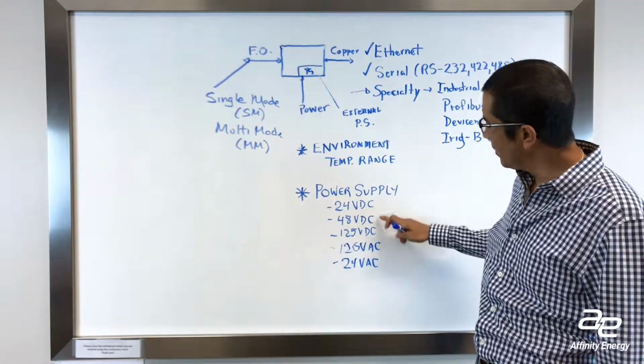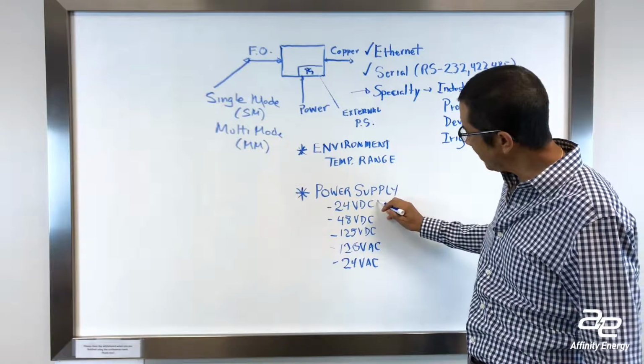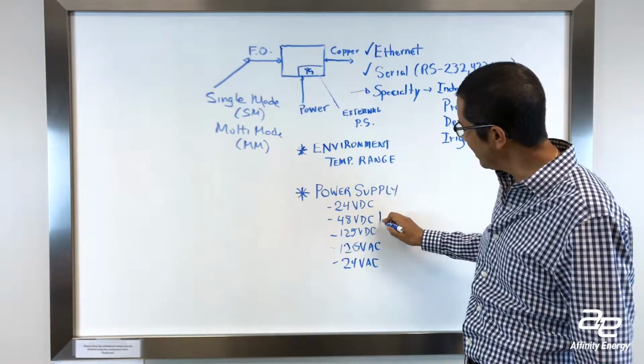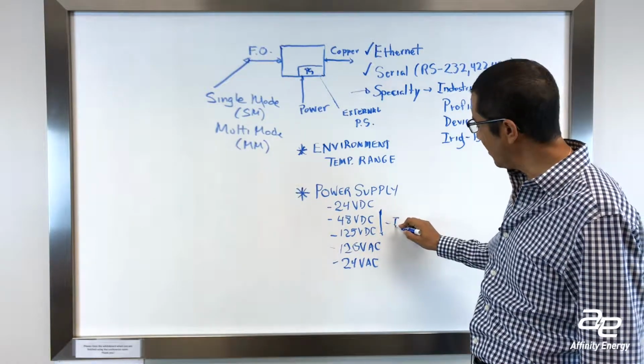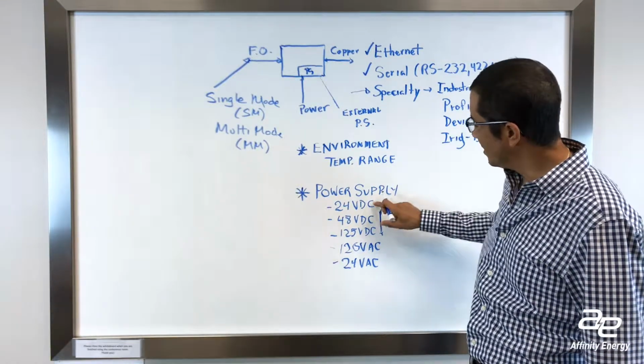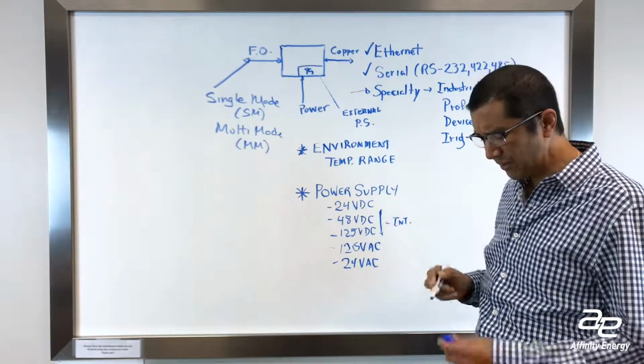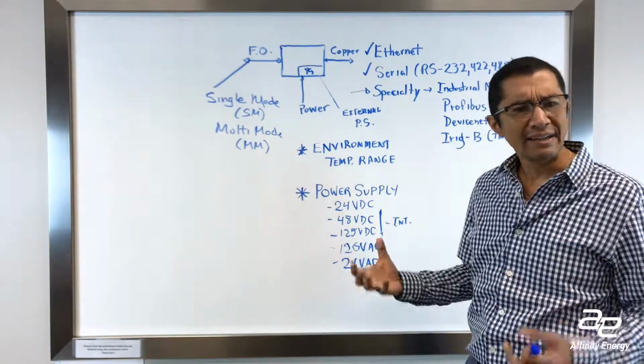Typically, if you're dealing with these types of applications, the substation voltages, you're going to see an internal power supply. And when you're dealing with 24 volt DC or 24 volt AC, that could be an external one.